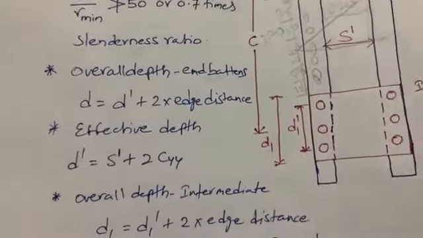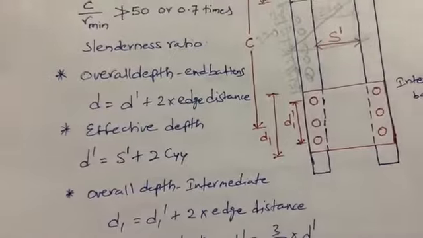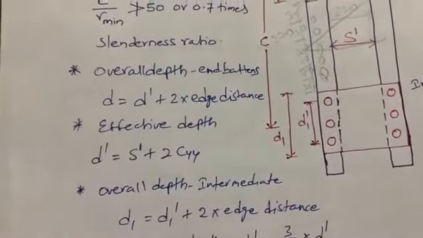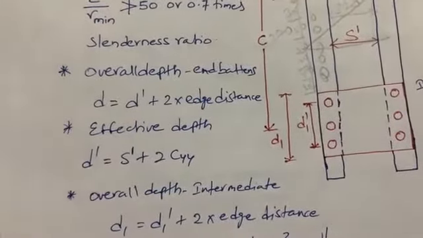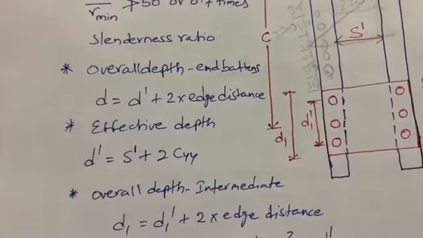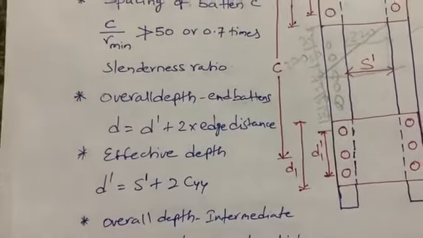While designing these lacings and battens, you need to follow the IS 800 specifications. If you are familiar with the IS 800 2007 code book, it is easy to solve the problems.